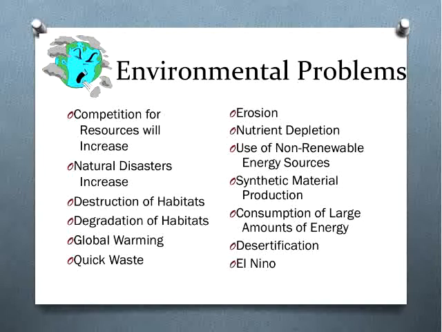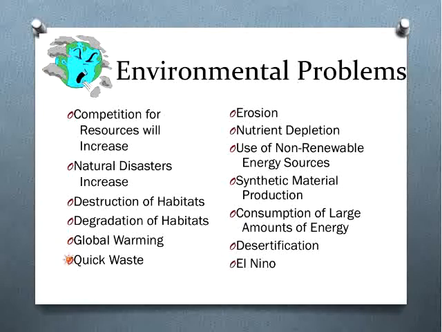The last thing we talk about is the environmental problems from this human population growth. You have the competition for resources, and this will increase due to the population growth. You have natural disasters occurring, more by accident due to this population growth. You have destruction of habitats for buildings for these individuals to live in. You have degradation of habitats for buildings for these people to live in. You have global warming occurring due to the Industrial Revolution and industries and people letting off carbon.